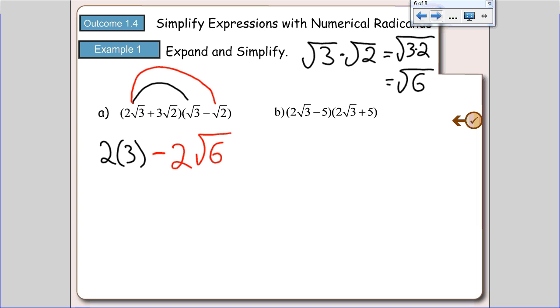The inside terms is 3 root 2 times root 3. What are we going to get? 3 root 6. Yeah. We're going to get plus 3 root 6. And lastly, we got 3 root 2 times negative root 2. So we should have negative 3 times 2. The root signs cancel each other out. Remember, the 2 is just going to stay as a 2.